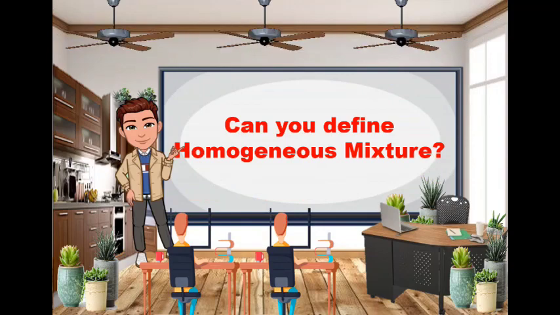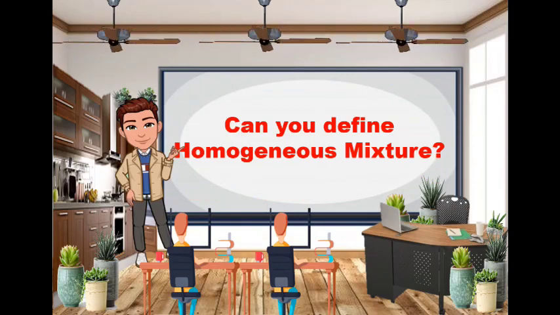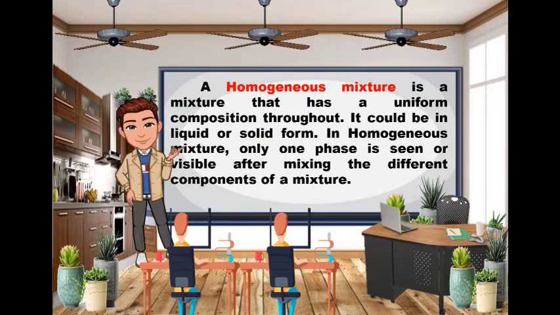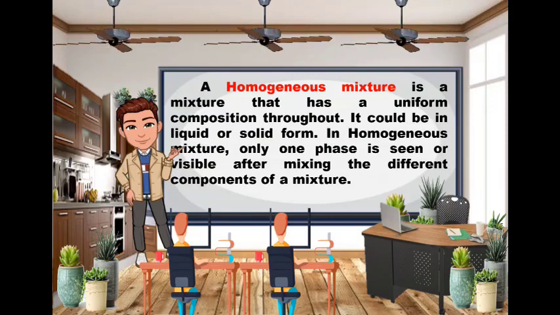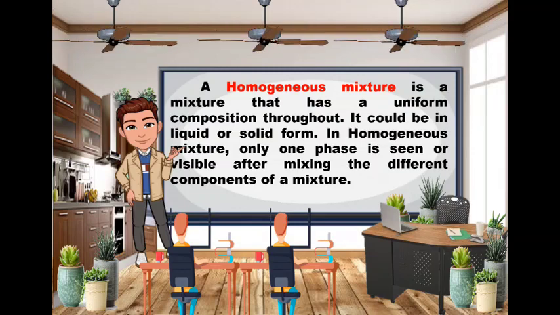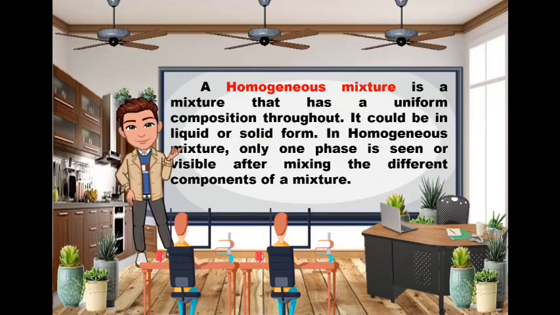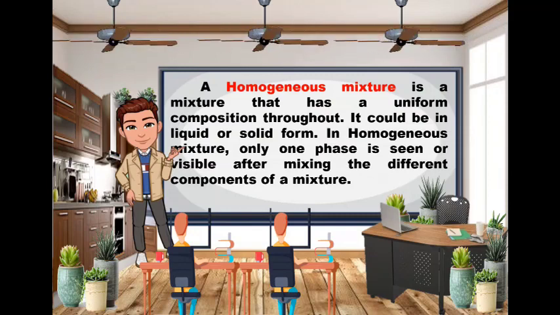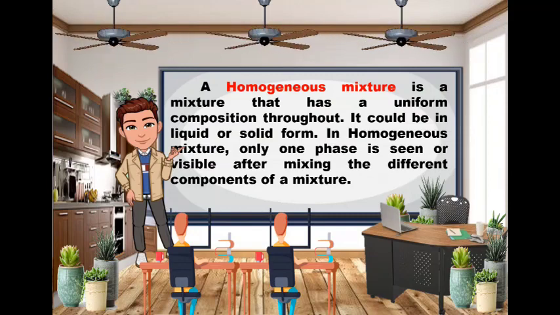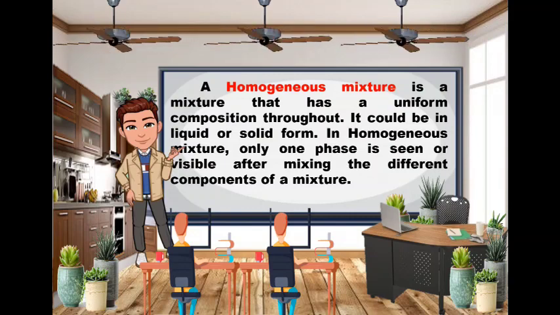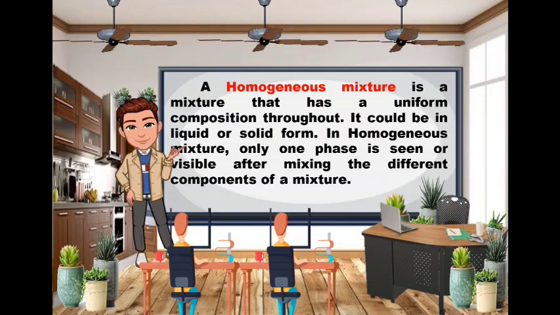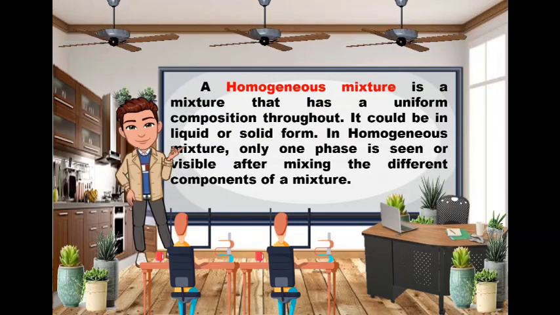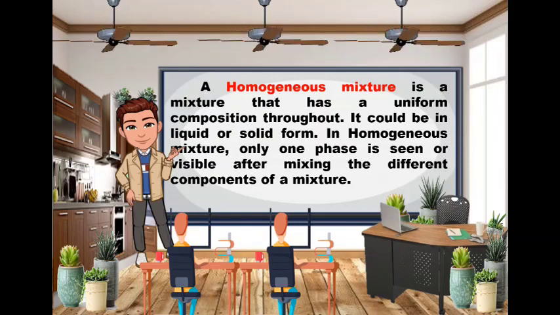Can you define homogeneous mixture? A homogeneous mixture is a mixture that has a uniform composition throughout. This means that you can only see one component of the mixture. It could be in the liquid or solid form. In homogeneous mixture, only one phase is seen or visible after mixing the different components of the mixture.